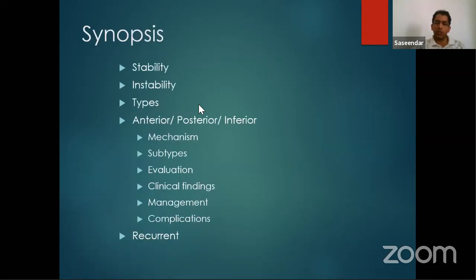So I will cover the topics in the following way. First, we will talk about the concept of stability in the shoulder joint. Then what is instability? What are the concepts that you need to understand in respect to instability, the directions of instability? And talk about the TUBS and AMBRI concepts, the recurrent instability, and the treatment of all this.